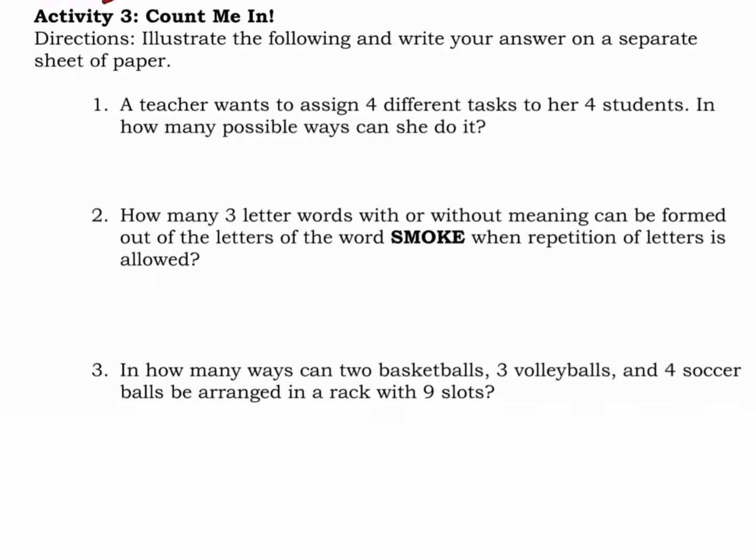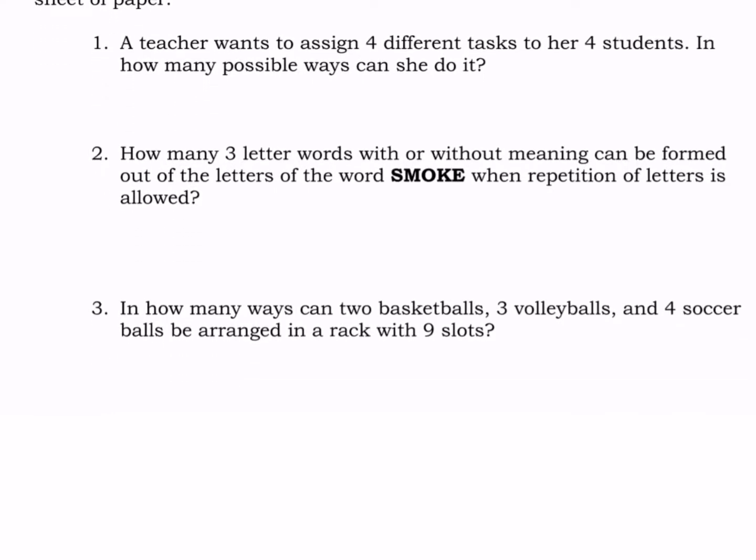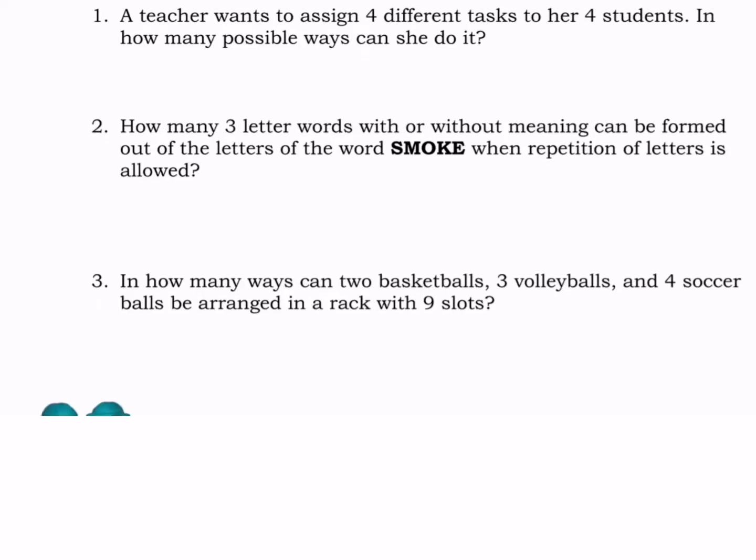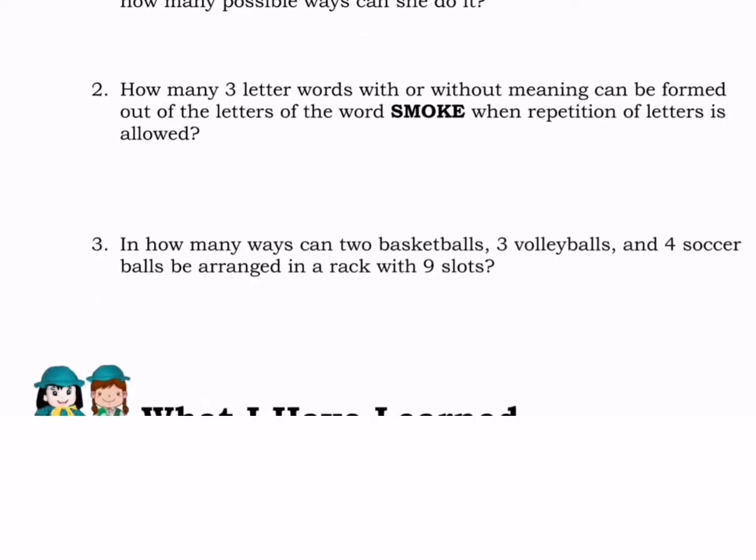Number 2, how many 3-letter words with or without meaning can be formed out of the letters of the word smoke when repetition of letters is allowed? The answer is 125. Number 3, in how many ways can 2 basketballs, 3 volleyballs, and 4 soccer balls be arranged in a rack with 9 slots? The answer is 1260.